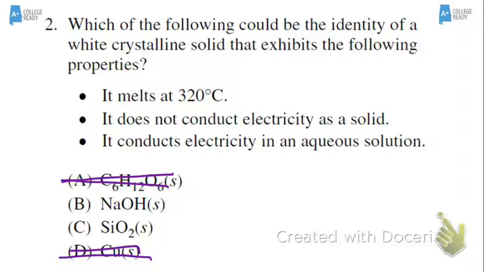Covalent compounds do not conduct electricity. Only ionic compounds do when they are in solution. The only true ionic compound that we have up here is sodium hydroxide. Silicon dioxide, this is a covalent compound. Even though silicon is a metalloid, it is still considered a special category of covalent compounds called network covalents.